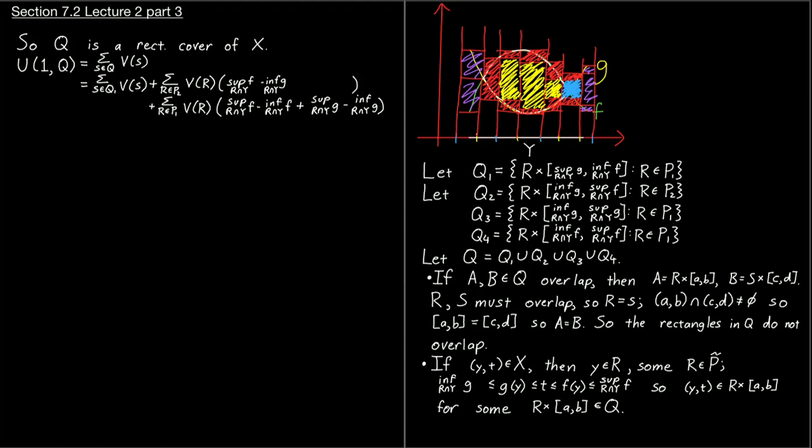So this upper sum is at most, we'll keep the sum over Q1. That's going to hang out. And then all the other pieces we can turn into sum over R in P-twiddle, volume of R. And then to this piece, we are going to just add a supremum of G minus an infimum of F.